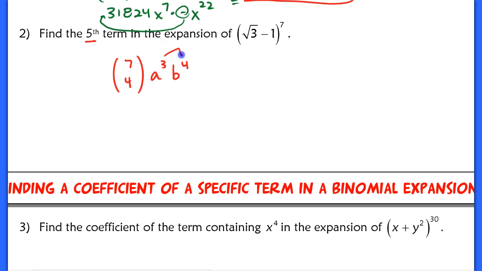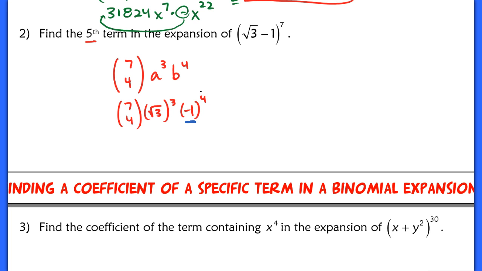Okay, because these two have to add up to 7. So let's substitute in now root 3 and negative 1 here for a and b. So I have 7 choose 4, the square root of 3 cubed, times negative 1 to the 4th power. Now this time that negative 1 actually ends up being positive. We're taking negative 1 to the 4th power, so our term should be positive overall.